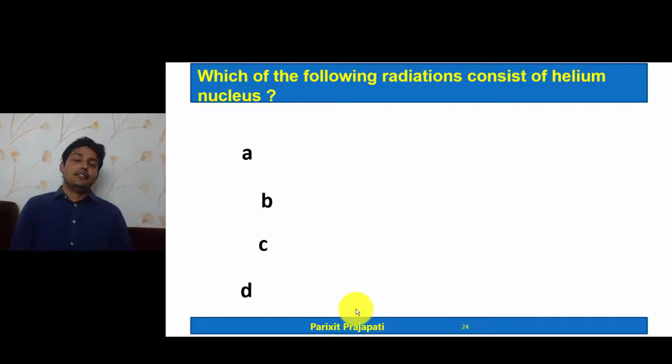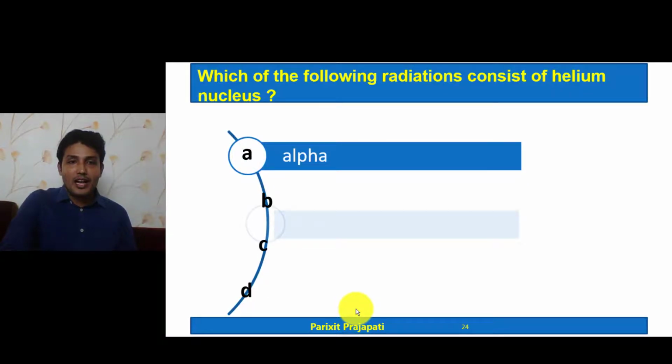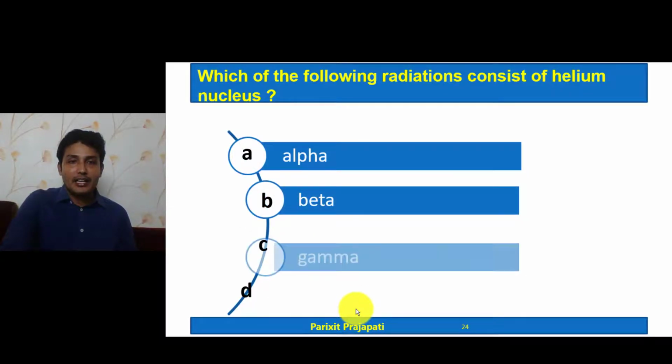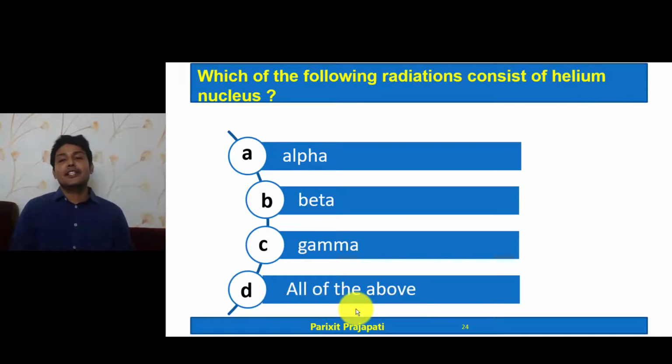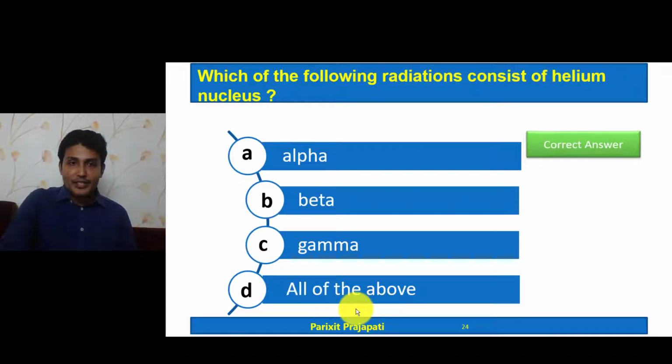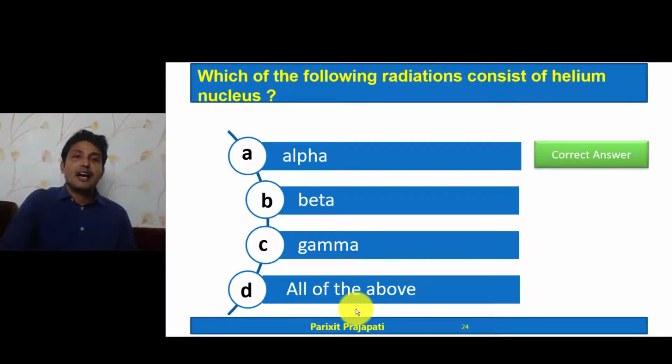Now question. Which of the following radiations consist of a helium nucleus? Alpha, beta, gamma, or all of the above? So very first we said that alpha particles or alpha radiation is made up of helium. So the correct answer is alpha.